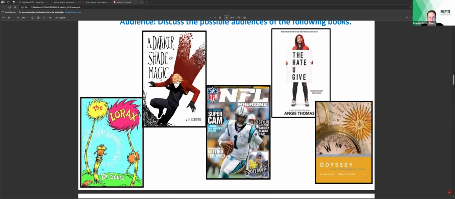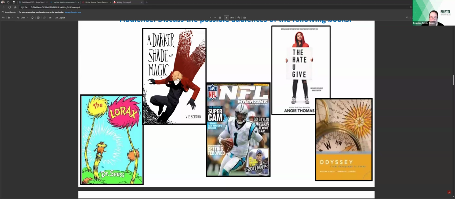We have The Lorax. We have A Darker Shade of Magic by V.E. Schwab. We have MLA, wow, NFL magazines. You kind of see what's on my mind. MLA is Modern Language Association format. So NFL magazine. We have The Hate You Give by Angie Thomas. And we have The Odyssey from Paragraph to Essay.